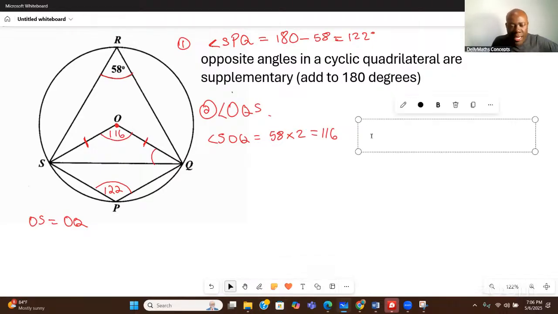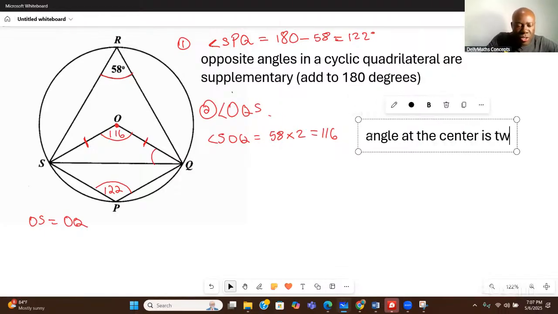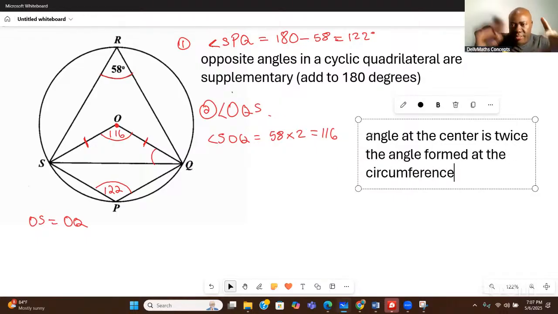So you say angle at the center is twice the angle formed at the circumference. There it is. Right?